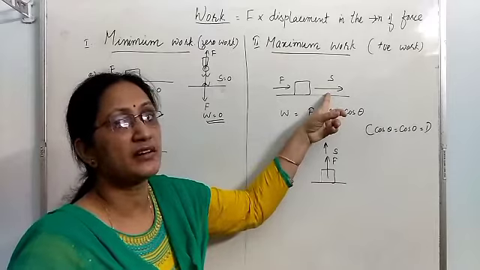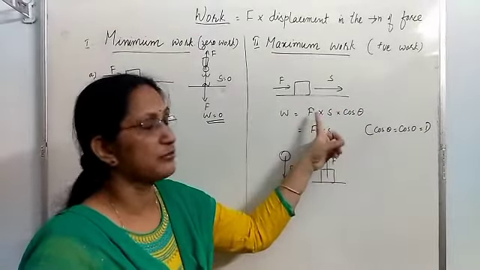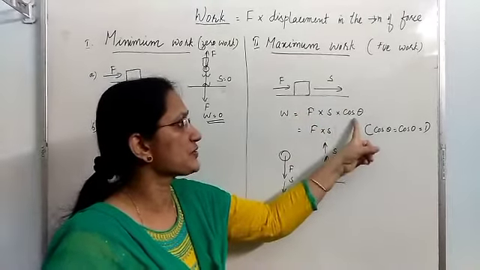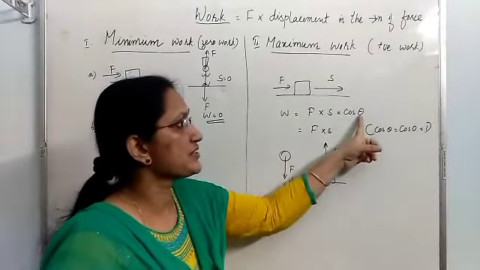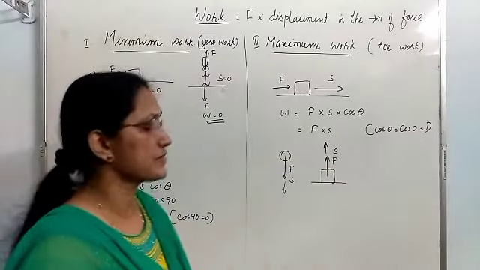That means theta is 0. The angle between F and S is 0. So apply the general formula: work is equal to Fs cos theta. That means the cos theta value is cos 0, which is equal to 1. So the formula becomes F into S.